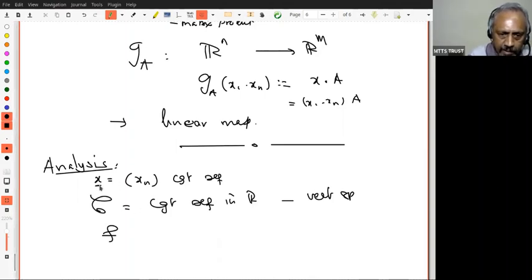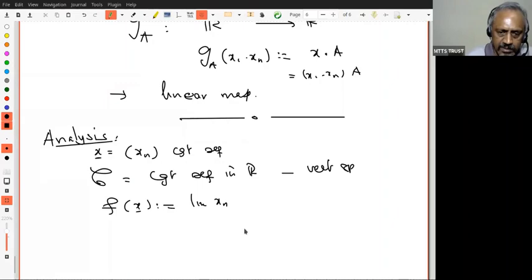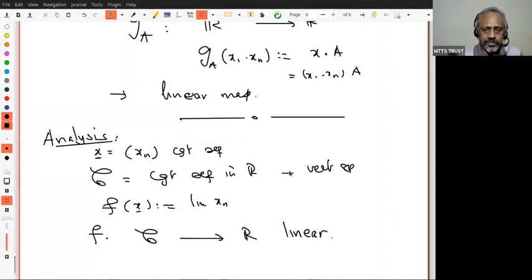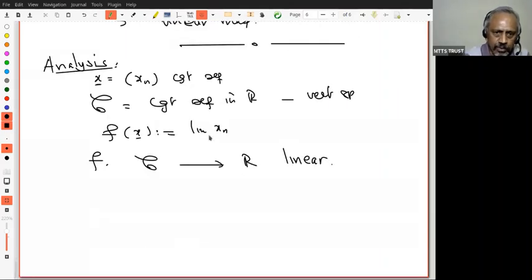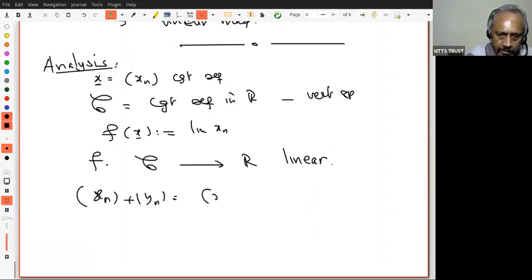So f(x), I write it as the limit of xn, because it's a convergent sequence. Therefore, the limit exists. You understand that? Okay. Now I claim f is a map to R. This is linear. This you must have seen in analysis, or you will see soon, because if xn is convergent and yn is convergent, then xn plus yn is a sequence. What is this definition? This is xn plus yn. And what is the limit of xn plus yn?